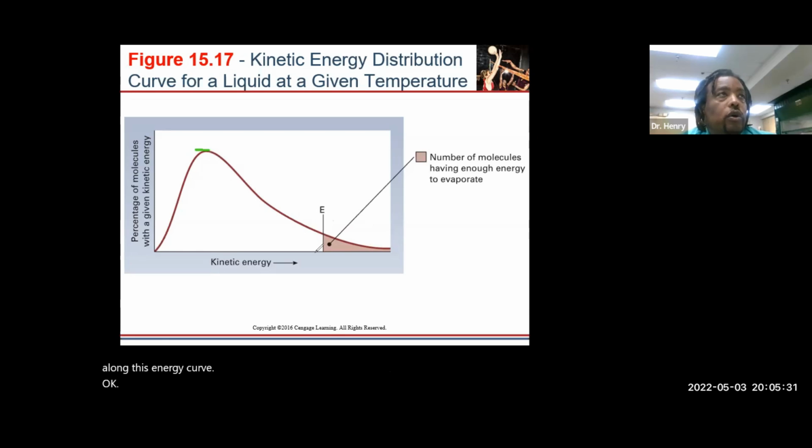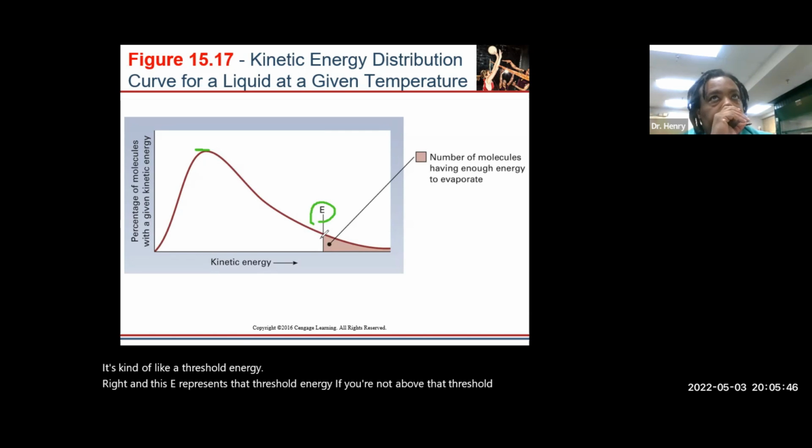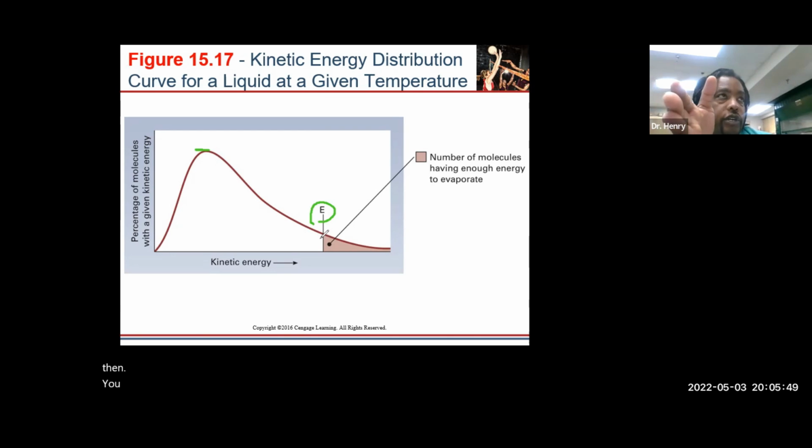So the goal is, for evaporation to occur, you have to be over what we call a threshold energy, right? And this E represents that threshold energy. If you're not above that threshold energy, then you won't have evaporation occurring, okay?